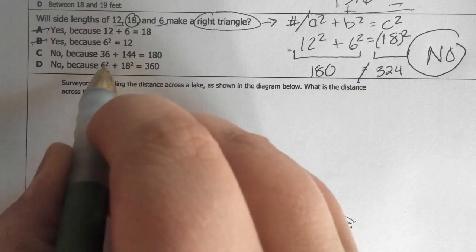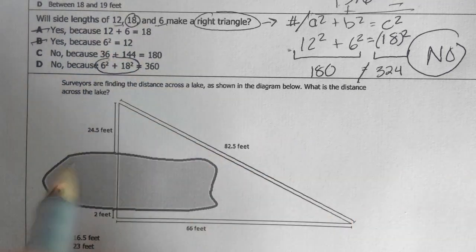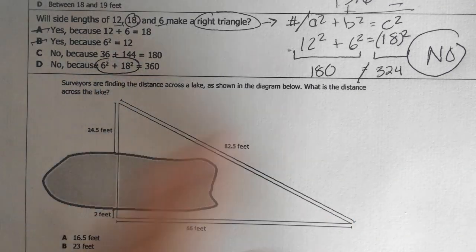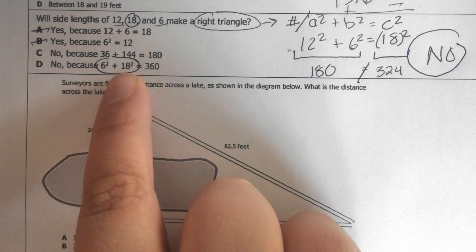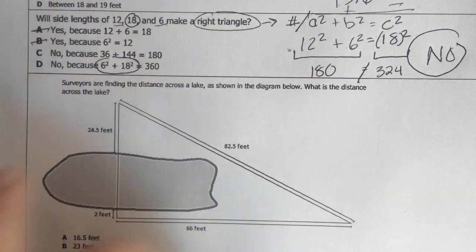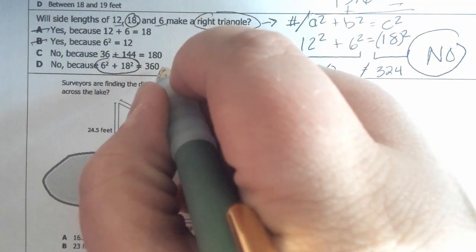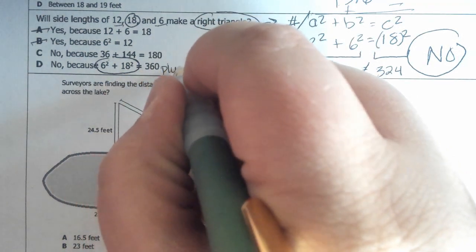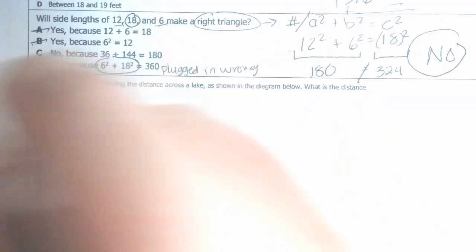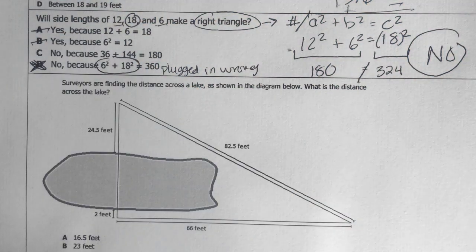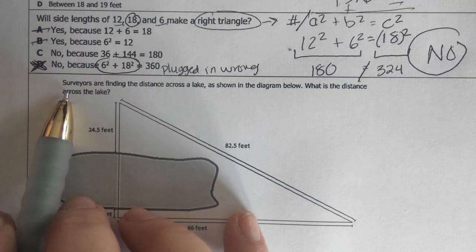Now, looking at letter D, they've got 6 squared plus 18 squared. We have 6 squared plus 12 squared. 18 squared is the hypotenuse, so I shouldn't be adding it with a leg. So this equation is plugged in wrong. Since that's plugged in wrong, it's not going to be my answer. That doesn't explain why it's not a right triangle.